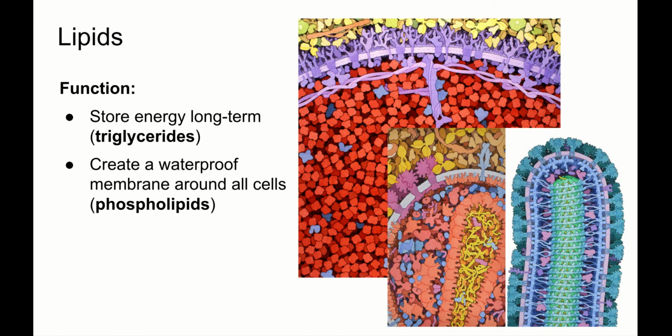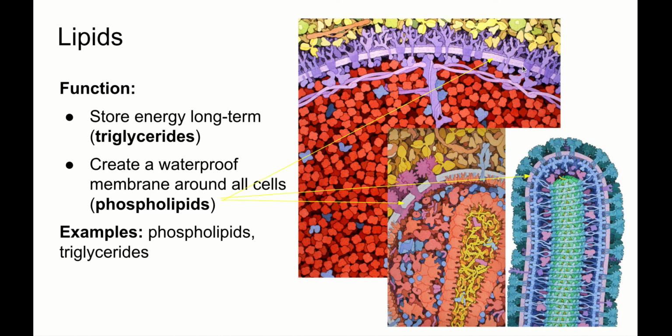Phospholipids, remember that was 1 glycerol and 2 fatty acids, they actually create a waterproof membrane around all cells. So you can see this light purple, and then this kind of light bluish membrane around all 3 of these cell drawings. That's the cell membrane, and the cell membrane is made out of fat, out of lipids, called phospholipids.